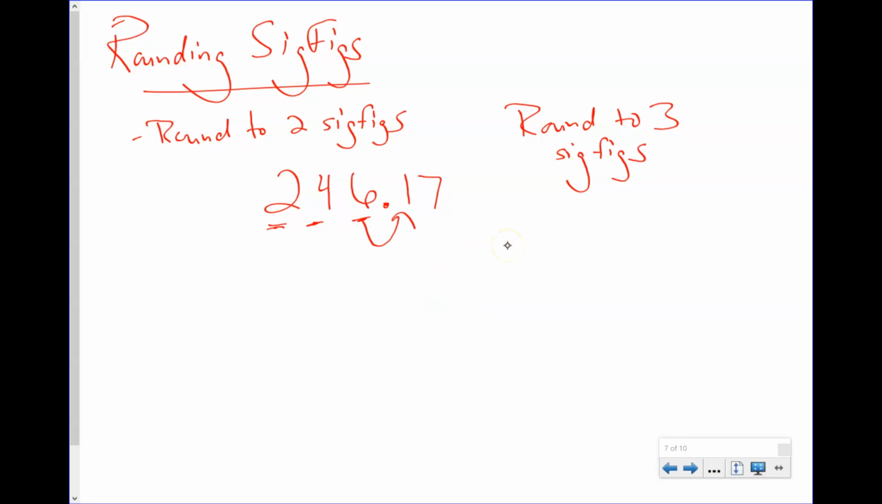What if I wanted to round to 1 significant figure? Well, I just look at that first place value, the 2, look to the right, that's a 4, so everything else drops off. That 2 stays a 2. Okay, let's take a look at some decimals.